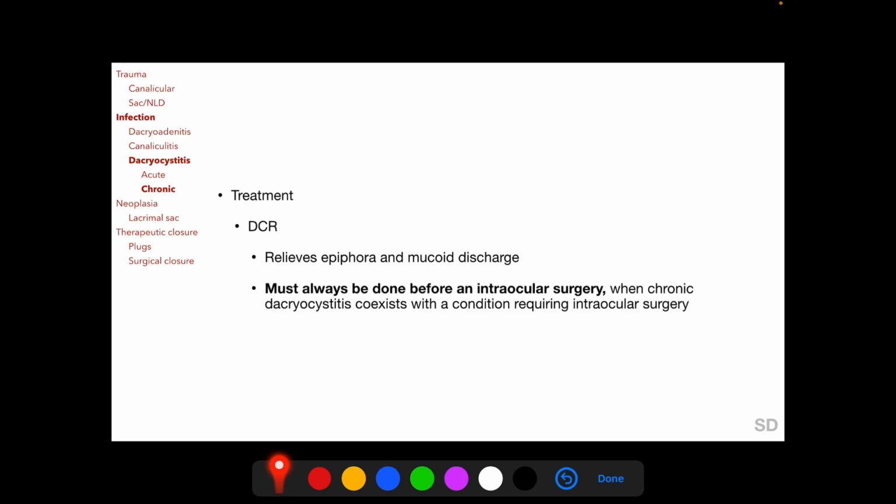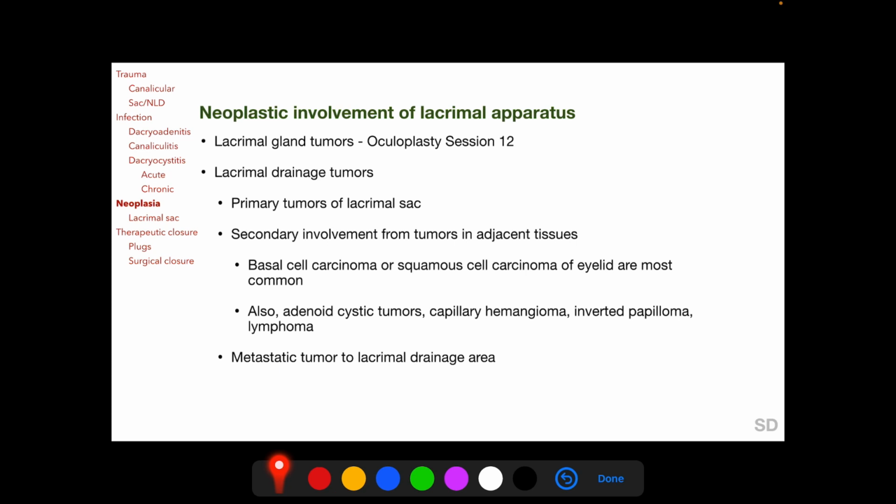in the previous session. When chronic dacryocystitis coexists with a condition such as cataract, which requires intraocular surgery, dacryocystorhinostomy must always be done several weeks before the intraocular procedure, and this is very important to remember. We have discussed lacrimal gland tumors in session 12 of the current oculoplasty section.